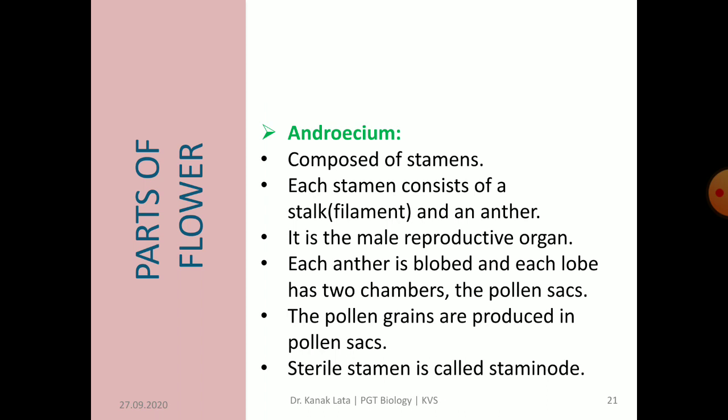Another part is androecium that consists of stamens. It is the male part of flower which consists of a stalk or filament and an anther. Each anther is bilobed and each lobe has two chambers called pollen sacs, and in the pollen sacs, pollen grains are formed. Sometimes stamens are sterile, then they are called staminode.